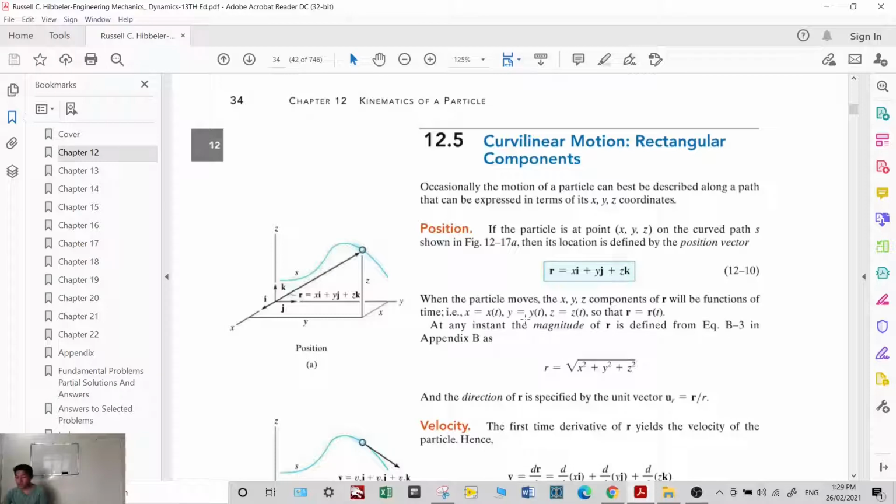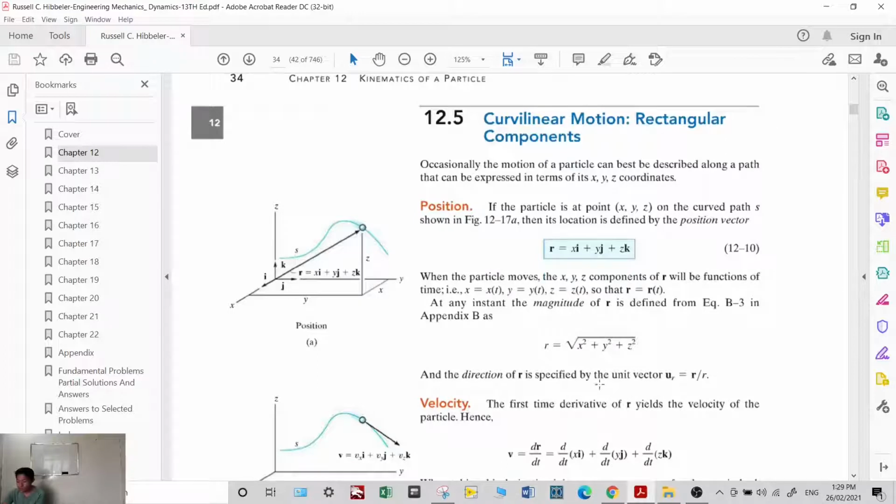And then to define this position vector, you need the magnitude and you need the direction. To get the direction of a vector, you use the unit vector. The unit vector is the vector divided by the magnitude. So that defines your direction.